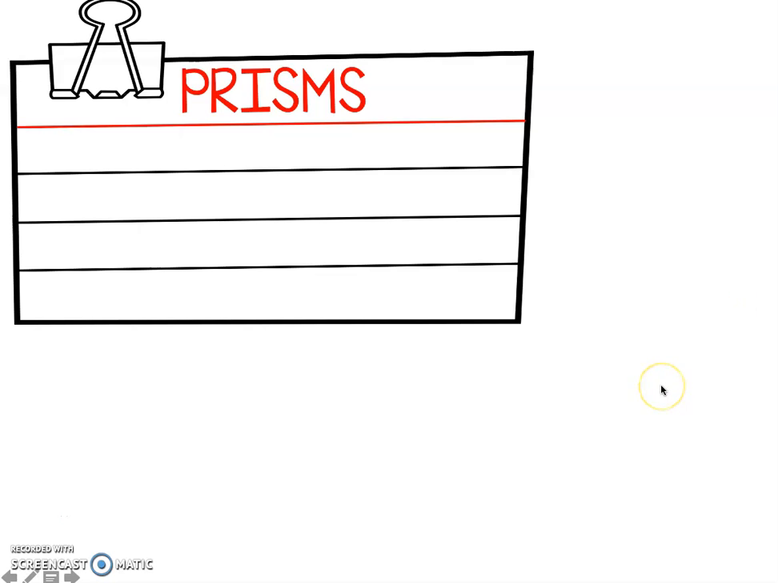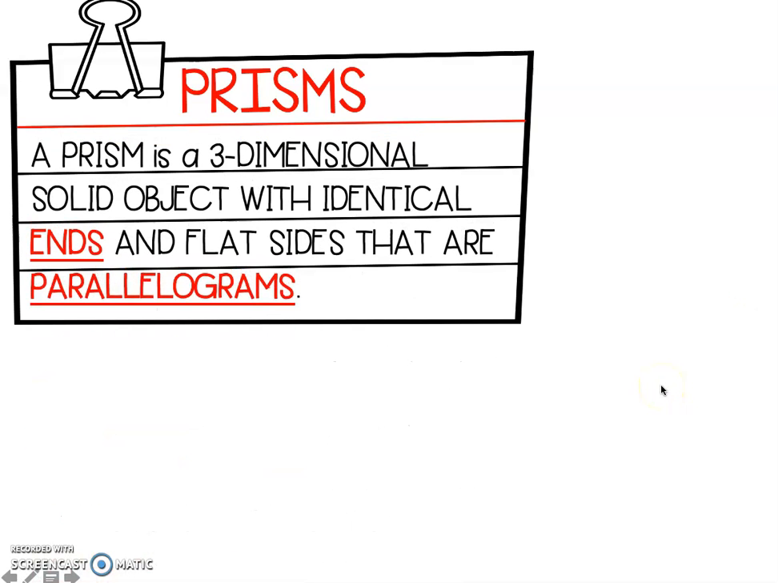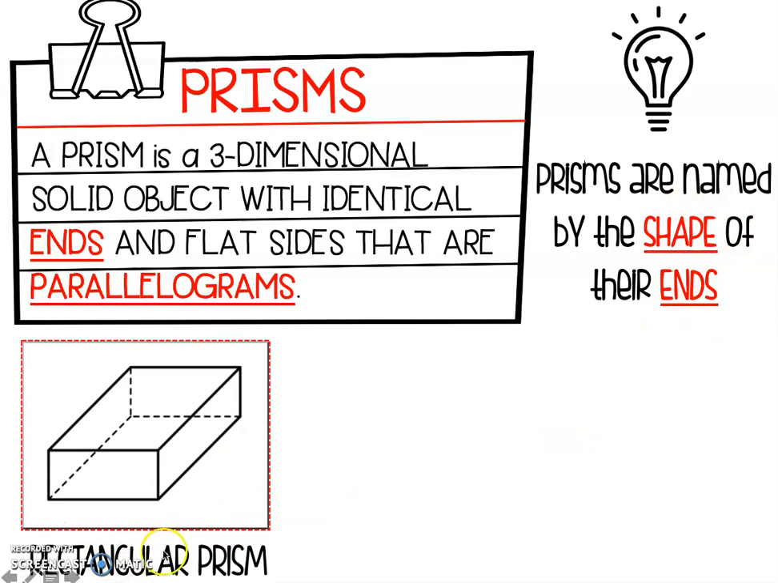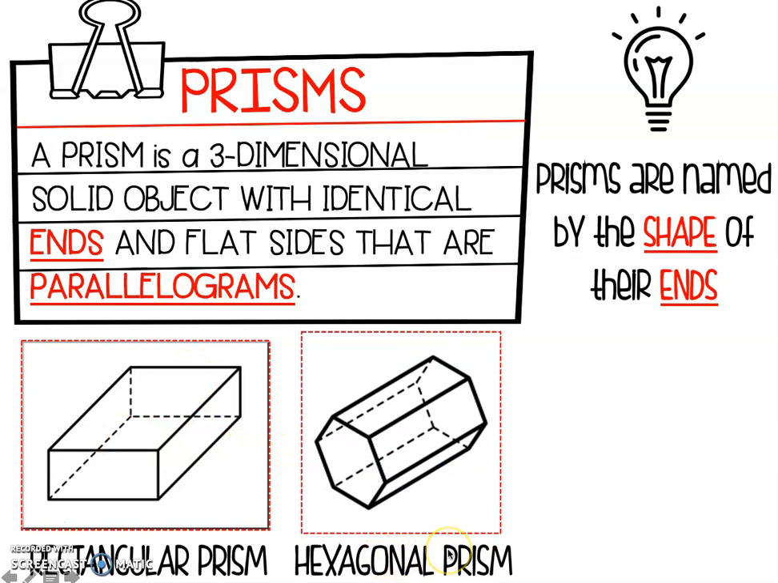So prisms, again, just a quick recap. It is a 3-dimensional solid object. It has identical ends and flat sides that are parallelograms, and most of the time they look like rectangles. Prisms are named by the shape of their ends. So for example, this is a rectangular prism because it has 2 rectangular ends and it has sides that are rectangles. This is called a hexagonal prism.